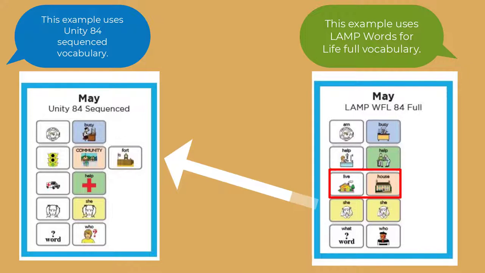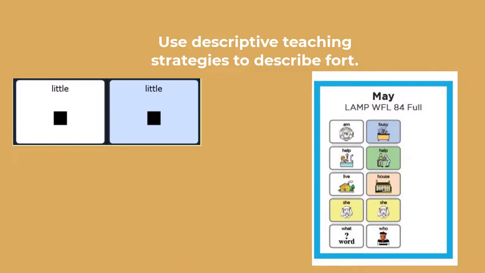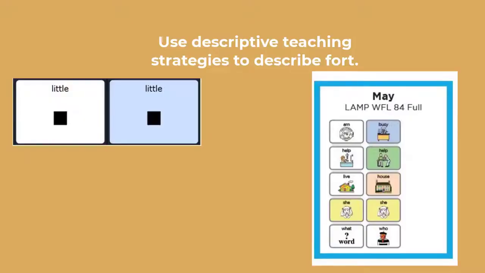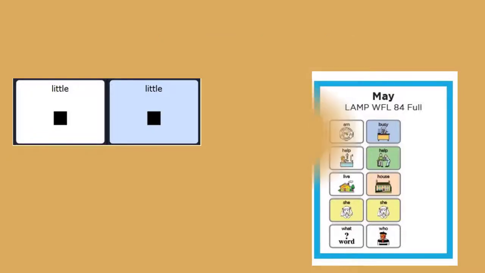This is because the Lampwords for Life vocabulary does not come with the word fort programmed. However, you can add that word if you'd like, or you can use descriptive teaching methods to talk about the word fort. You could use words like little, red, and house. Use these words on the speech generating device as you read the story this month to model for the communication learner. This helps our AAC communicator learn how to use these words when talking about the story.